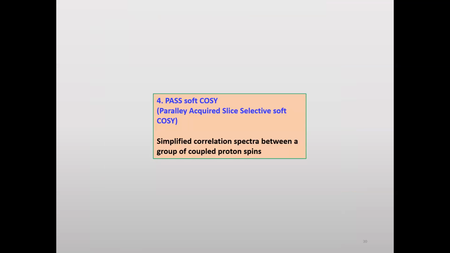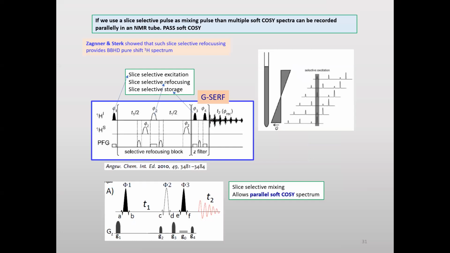So these were the Z result experiments, and we got very ultra high resolution Z result spectra using these techniques. The real-time application of BARD, or band selective homodecoupling, or even the application of multiple quantum filters during the Z result experiment can drastically improve the resolution of the spectrum, particularly for complex mixtures. Another technique that we developed is the PASS-SOFT COSY, parallel soft COSY. Here I am showing you. Okay, you can see that Zangger and Sterk methods can be used for obtaining broadband homodecoupled pure shift proton spectrum.